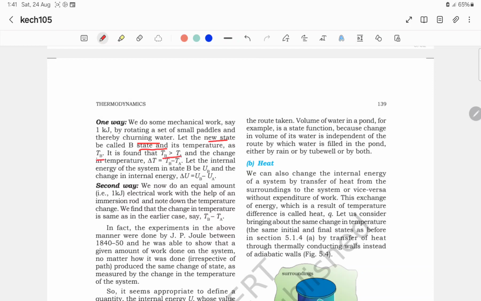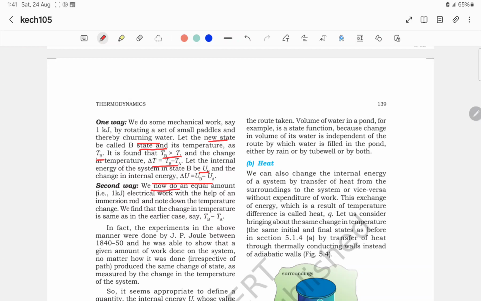It is found that TB is greater than TA and the change in temperature delta T is equal to TB minus TA. So let the internal energy of the system in state B be UB and the change in internal energy delta U is equal to UB minus UA.